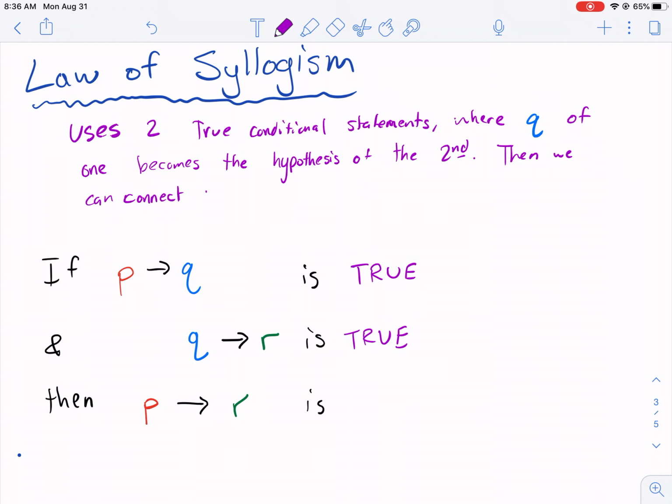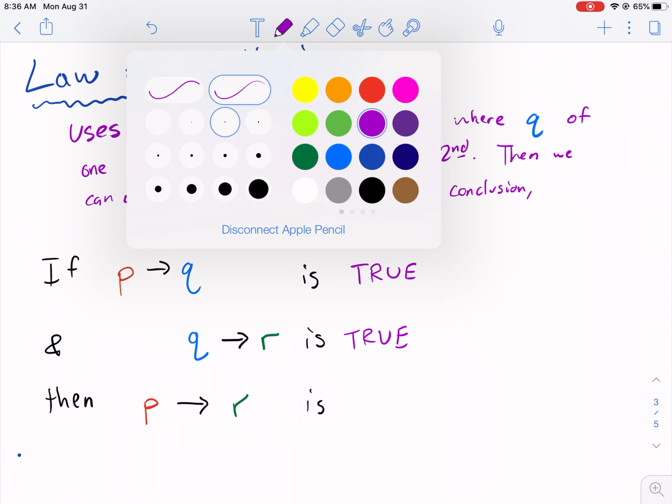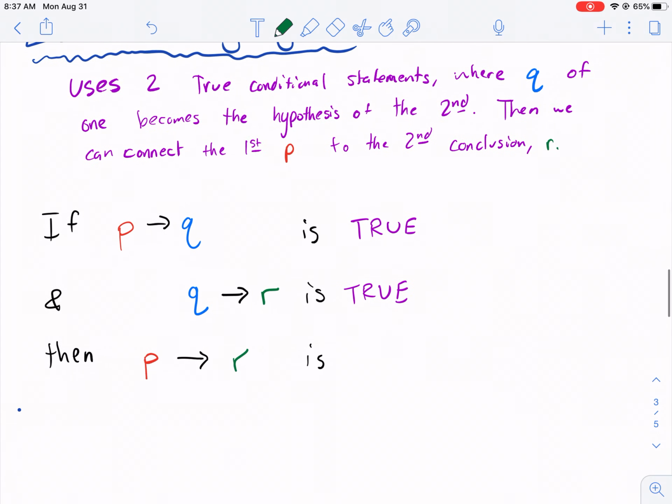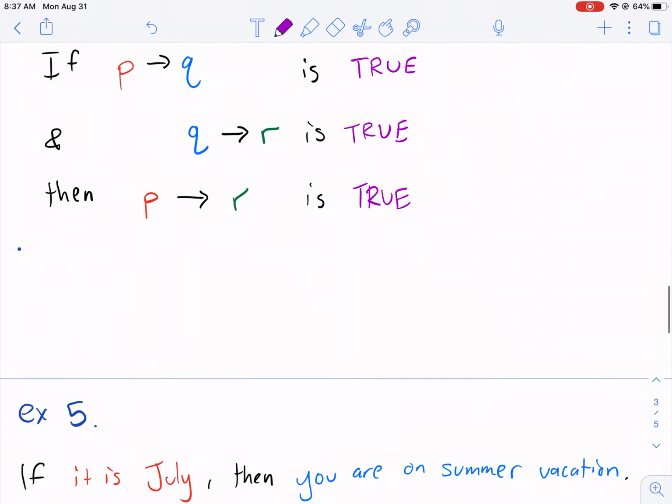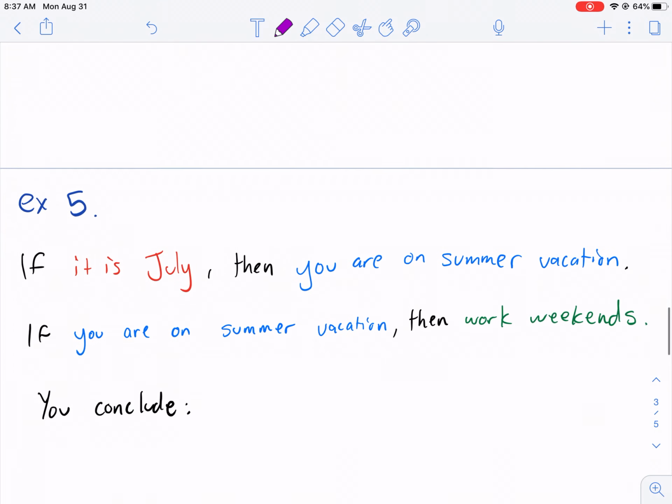Can connect the first P to the second conclusion, which is R. Okay. So this is kind of like the third statement we can write from the two previous conditional statements. And this is going to be true. You use this all the time. Syllogism you use all the time and you probably don't even realize it, okay? The best way to learn this is through an example, so let's go ahead and get started on that.